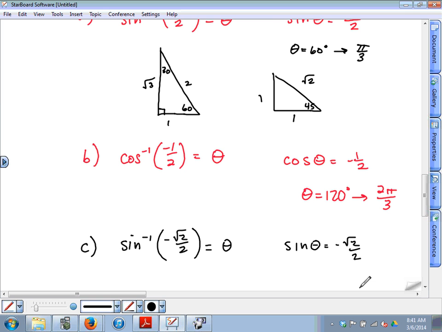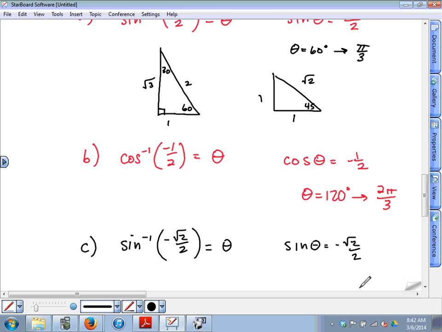The sine of an angle spits out a negative number. What quadrant are we in then? How did we define the sine function? Between which two quadrants did we define sine? 1 and 4. We defined sine to be between 1 and 4. But because the sine here takes on a negative value, it's got to be in quadrant 4. The angle that we're searching for here has to be in quadrant 4. Okay? Keep that in mind.